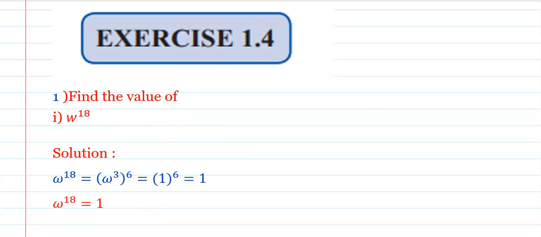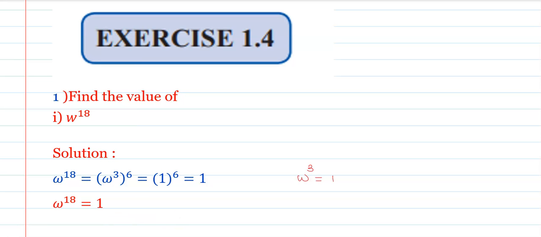Now the first question: find the value of omega raised to 18. Solution: omega raised to 18 can be written as (omega cube) raised to 6. मग आपण 18 कसं लिहिणार? तर omega raised to 18 is (omega raised to 3) bracket raised to 6. But what is the value of omega raised to 3? Omega is a complex cube root of unity and the value of omega cube is 1. Therefore 1 raised to 6, and you will get omega raised to 18 as 1.